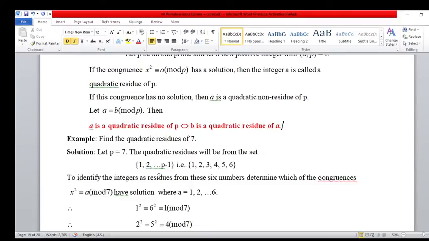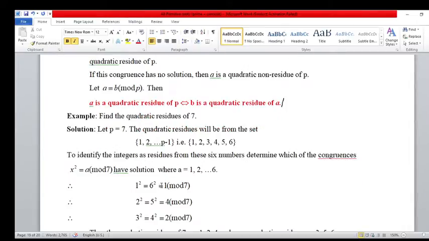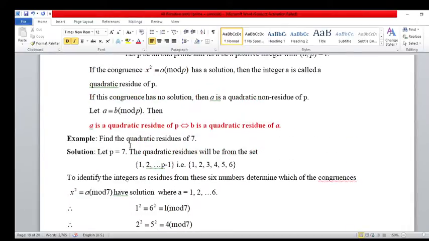Now we identify which of these integers are residues. From these 6 numbers, we determine for which the congruence x squared congruent a mod p has a solution. The members a are 1, 2, 3, 4, 5, 6. Applying this equation, 1 squared is congruent to 6 squared, which is congruent to 1. Why 6 squared? 6 squared is 36, and 36 divided by 7 leaves remainder 1.